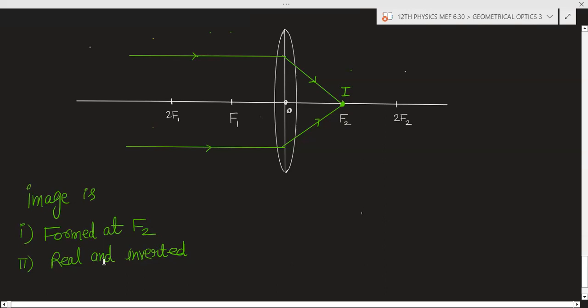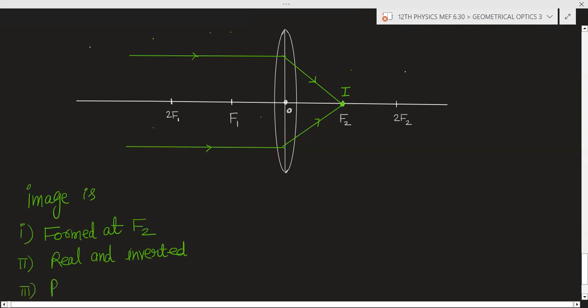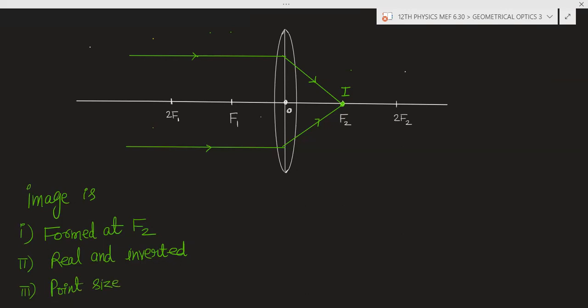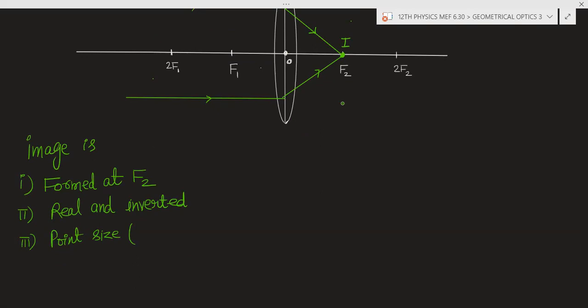Now point number 3. This image is very small. This is a point-sized image, and very, very small. This point-sized image is also known as highly diminished.